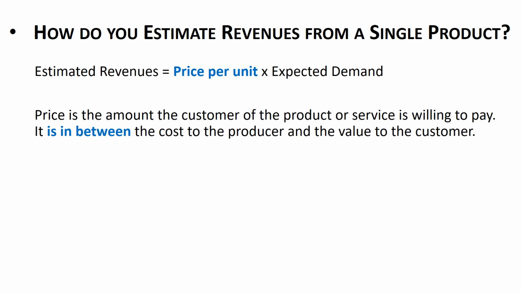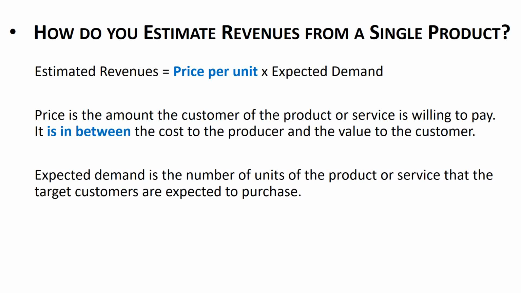Now, note that the price is in between the cost to the producer, because you don't want to charge a price that's below your cost, then you don't even recover your cost. And you can't charge a price that is more than the value to the customer, then he won't buy it. So the price has to lie between the value to the customer and cost to the producer. And in between, you would like it to be close to the value to the customer, but when there is competition, there'll be pressure to lower it, but you never want to lower it below your cost.